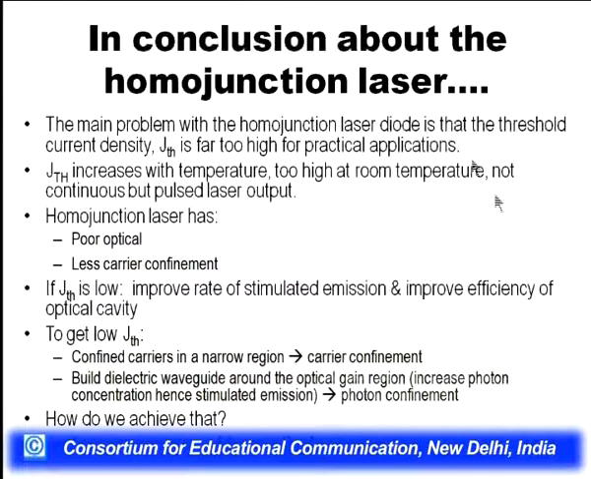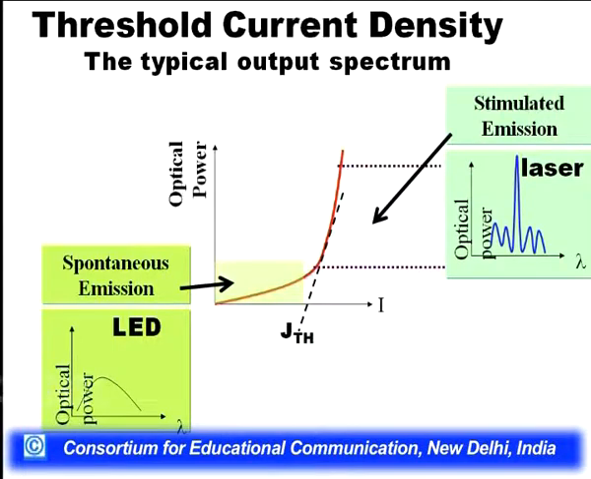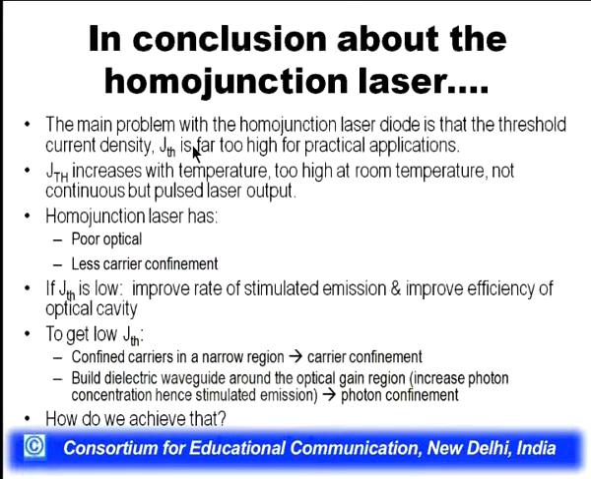In conclusion, for the homojunction laser, the main problem with the homojunction laser diode is that the threshold current Jth is too high for practical application. To get the laser light, the current density should be high, but at a particular value, that means the threshold current density is used for particular applications. The Jth increases with the temperature. It is too high at room temperature, so a continuous output is not possible, but a pulsed laser output will be formed.